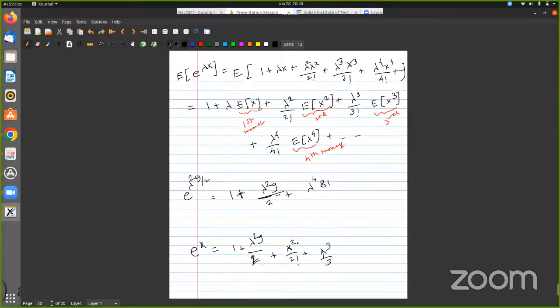Yes, sir. Instead of x, if I write lambda square 9 by 2, it will become lambda square 9 by 2 to the whole square divided by 2 factorial, correct? So this will become lambda to the power 4, 81 upon 4 into 2 factorial. Similarly, x cube will become lambda square 9 by 2 to the power cube, so lambda power 6, 729 divided by 8 into 3 factorial. Fine.